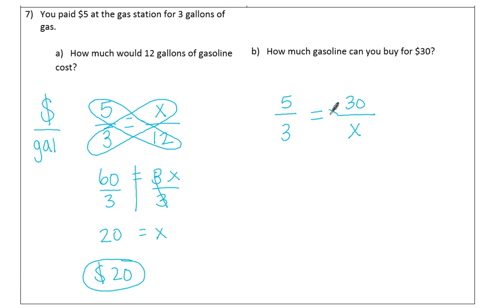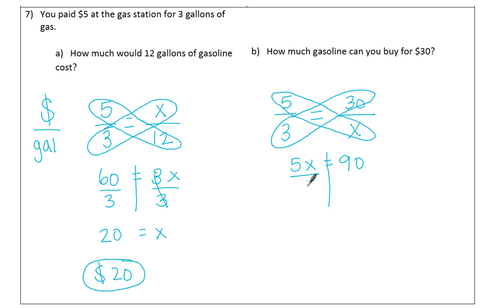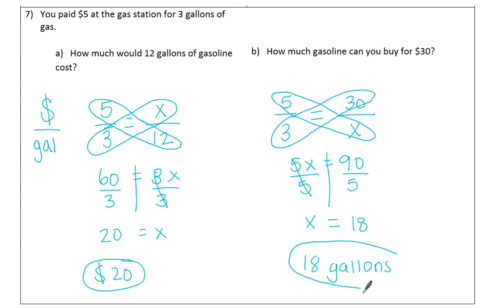So we're going to go ahead and cross multiply. 5 times x is 5x, and that needs to equal 3 times 30, which is 90. 5 is multiplying x, so we need to divide by 5 to undo that. When we divide by 5 on both sides, we get x is equal to 18. And they were trying to figure out how many gallons of gasoline we could buy, so it's 18 gallons is our final answer here.